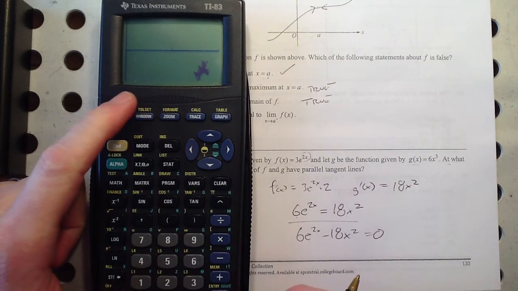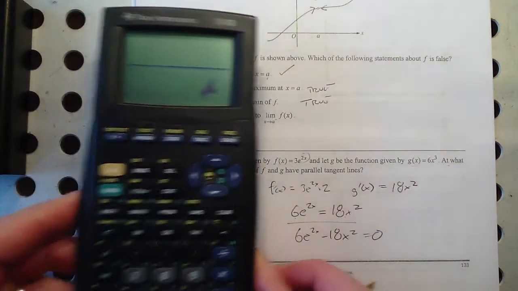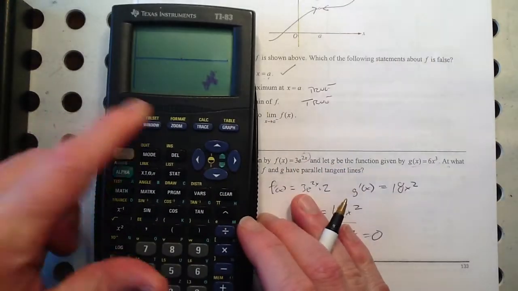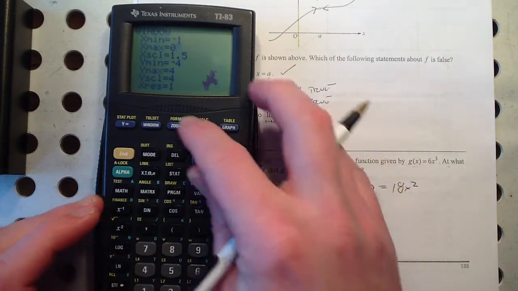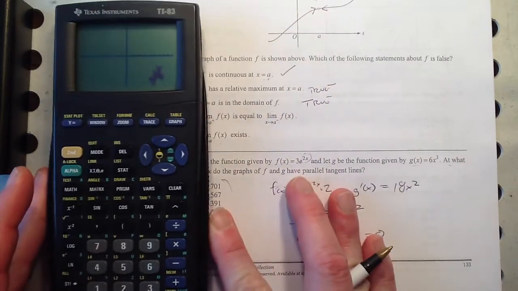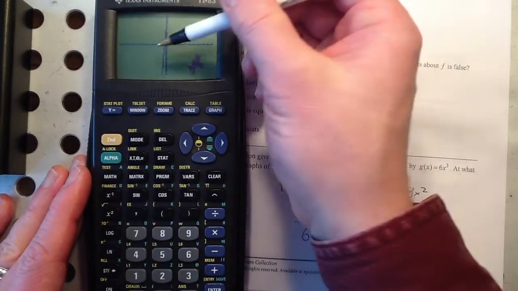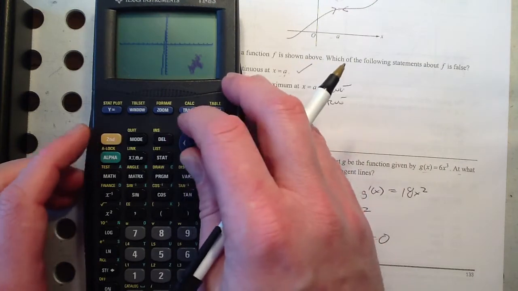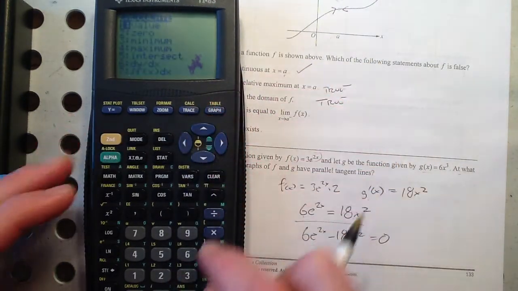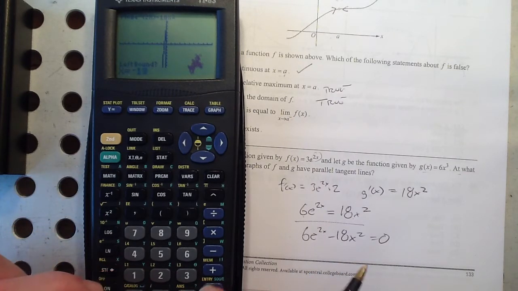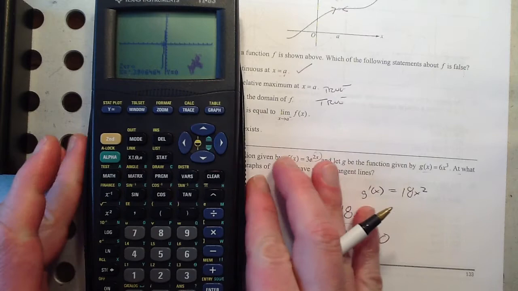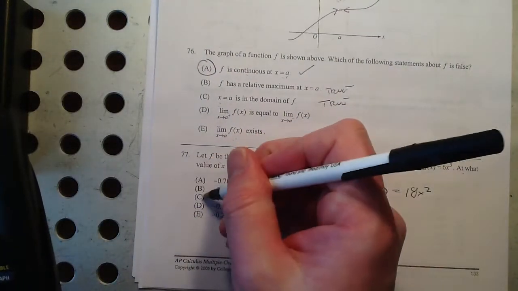Nope, maybe not. Because all the answers are negative, aren't they? Looking at these answers, it looks like I probably just want to look from like -1 to 0. You could do the standard window if you want, but it doesn't matter. Here's the standard window. And there it is, it crosses in between -1 and 0. So I'll go second calculate, find the zero of that, and it's in between -1 and 0. And my calculator tells me it's -0.391, which is answer choice C.